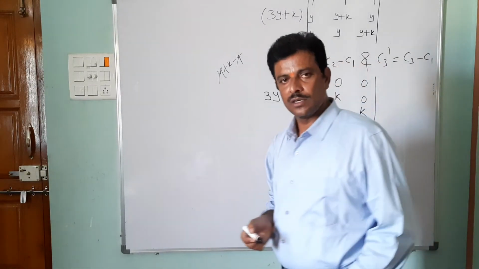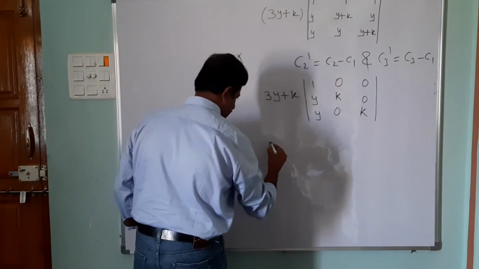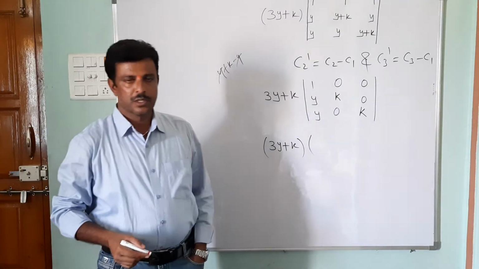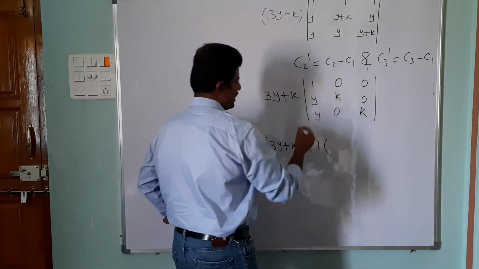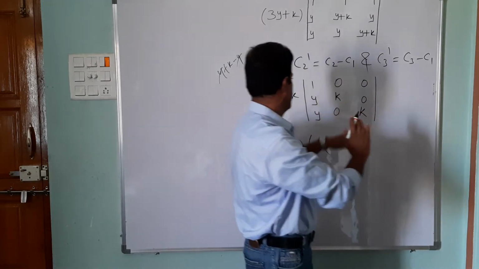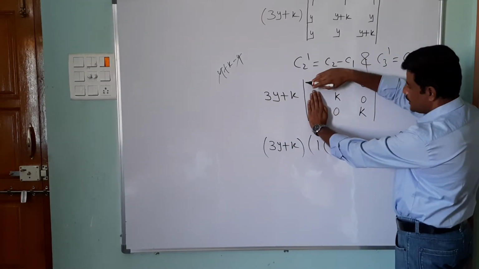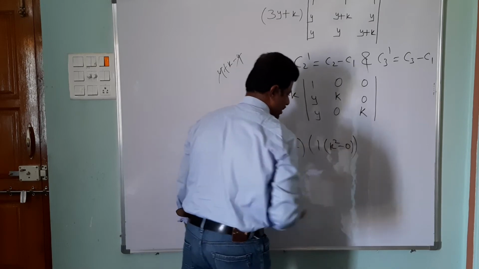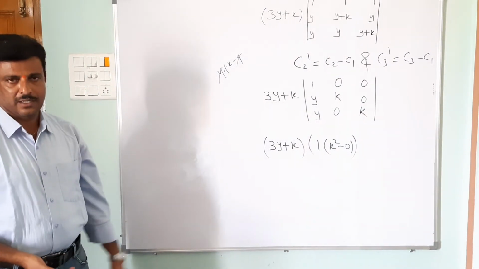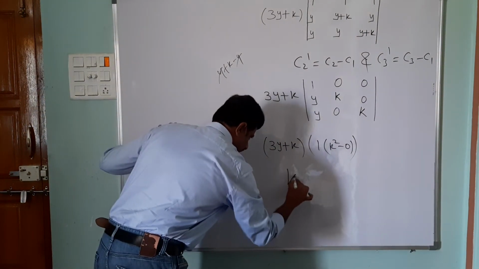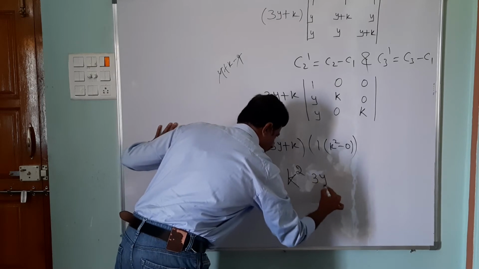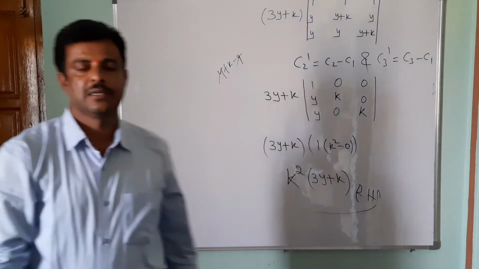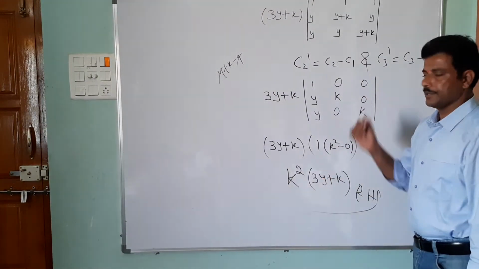Next, expanding along row number 1. So 3y plus k into 1 into, close that column and row, it will leave k into k, k square, minus 0. So 1 into k square minus 0, k square. k square into 1, k square. k square into 3y plus k. This is the RHS. Okay, did you understand this one?